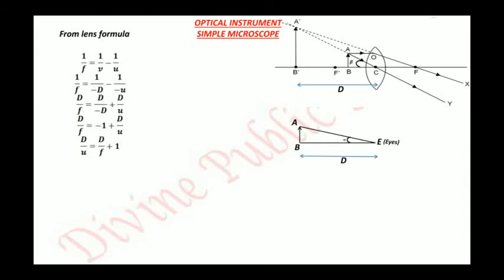Now D upon minus D will become minus 1. So D upon f is equal to minus 1 plus D by u, or D by u is equal to D by f plus 1. Let this be equation number 2. Now, in 1, D by u was equal to capital M, and in equation number 2, D by u is equal to D upon f plus 1. Then from 1 and 2 we have M is equal to D upon f plus 1. This is the formula for magnifying power when the image is at the least distance of distinct vision.